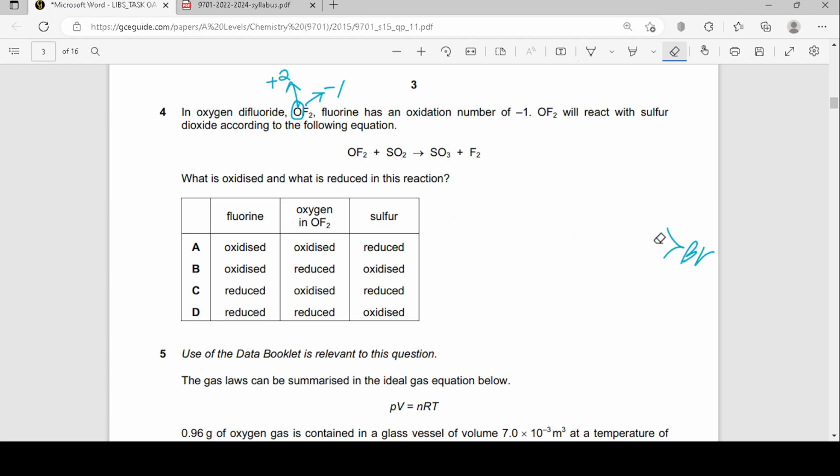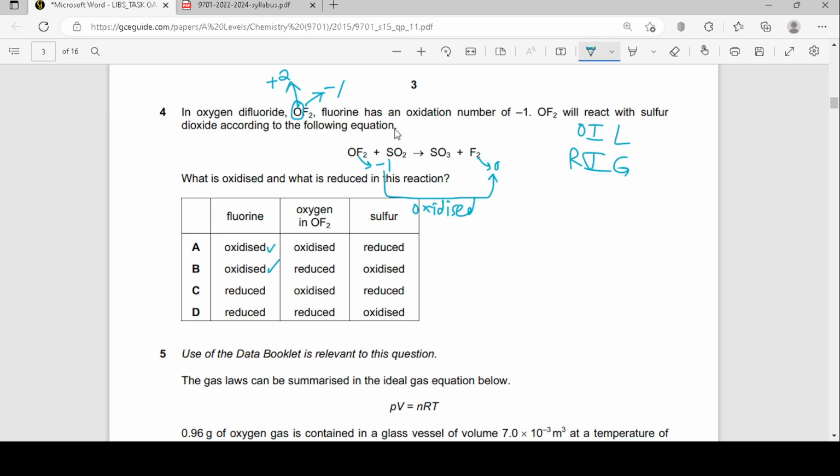Now, what is oxidized and what is reduced in this reaction? Oxidation is the loss of electrons and reduction is the gain of electrons. Basically, fluorine is -1 over here, and over there it is just a pure element, so its oxidation number is 0. So -1 to 0 is an increase in oxidation number, which means it is becoming oxidized. It's losing electrons. So fluorine over here is oxidized, so my answer is either going to be A or B.